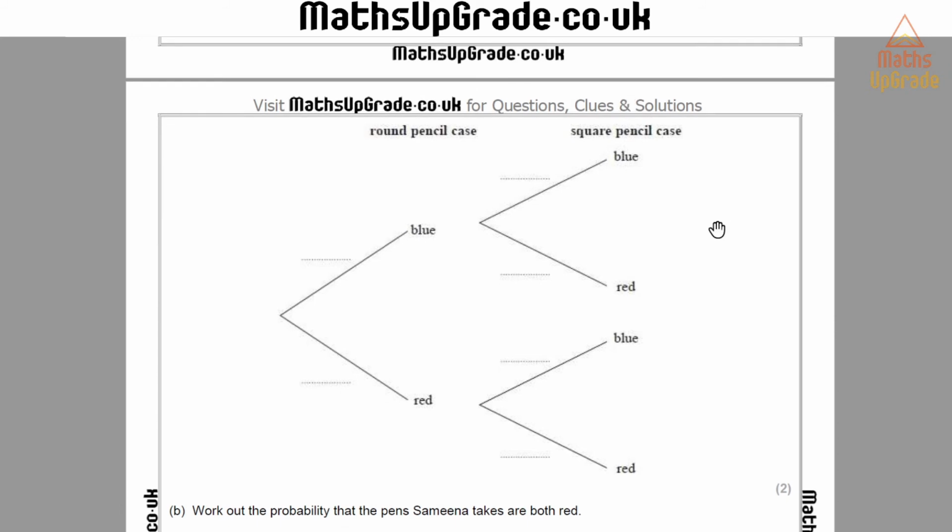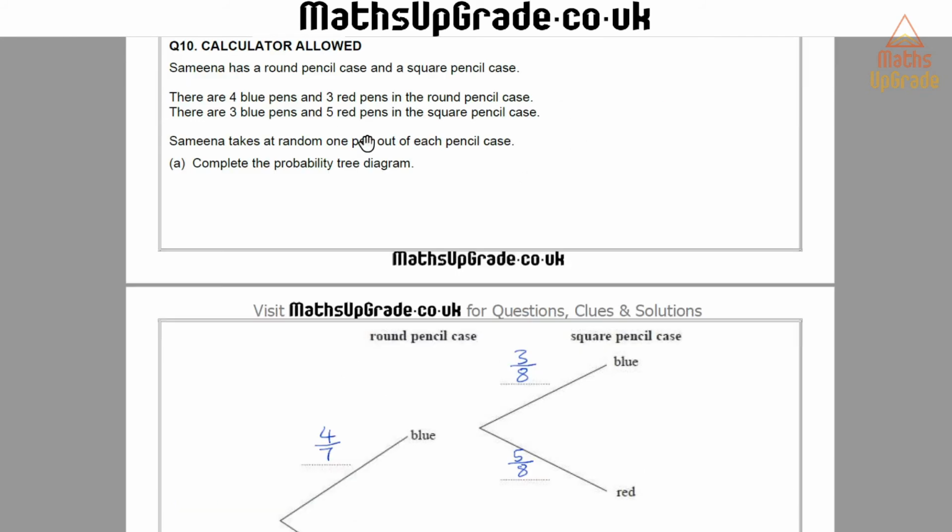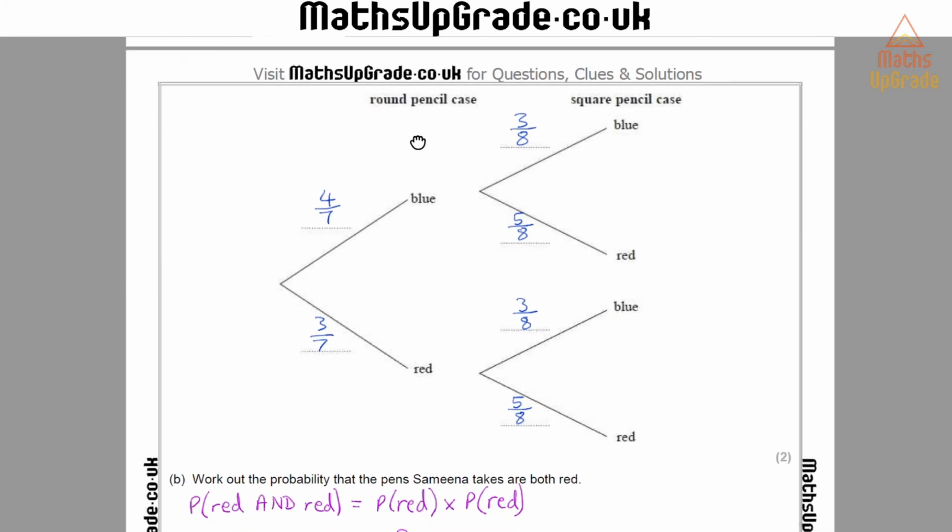I'm told that there's 4 blue pens and 3 red pens in the round pencil case, so that's going to be 4 out of 7 here, and this must be 3 out of 7. And in the other pencil case, which has got nothing to do with this one, I'm told that there's 3 blue pens and 5 red ones, so this must be 3 eighths and 5 eighths, and 3 eighths and 5 eighths. So there's the tree diagram there.